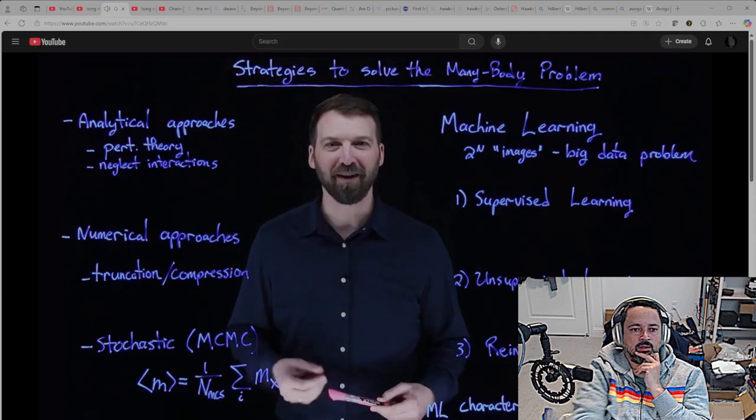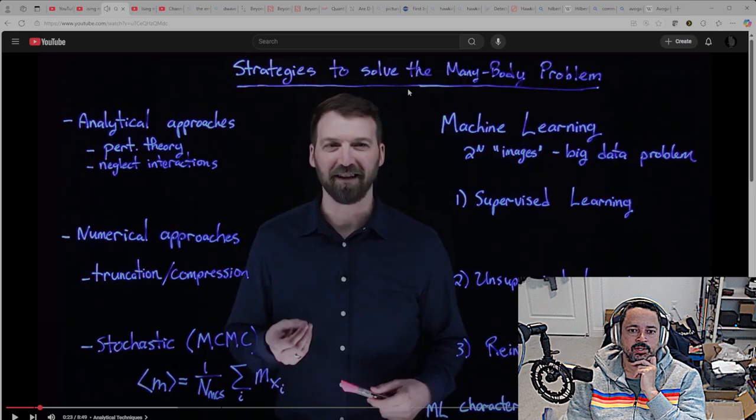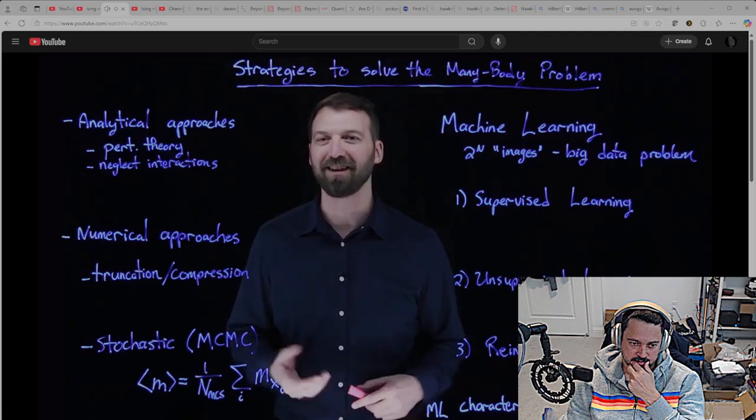Before I talk about numerical techniques, strategies to solve the many-body problem include analytical approaches: perturbation theory, neglecting interactions. Numerical approaches: truncation and compression, stochastic methods, MCMC, Monte Carlo. And machine learning, with 2 to the n images, a big data problem: supervised, unsupervised, and reinforcement learning, and then extensions of diagonalization and so on.